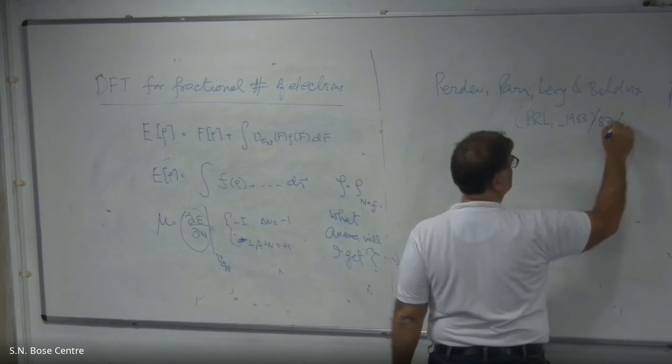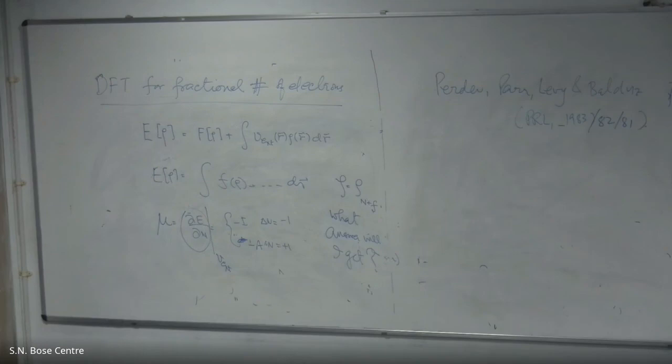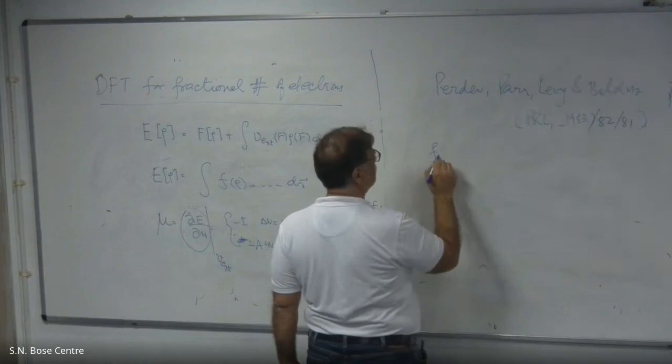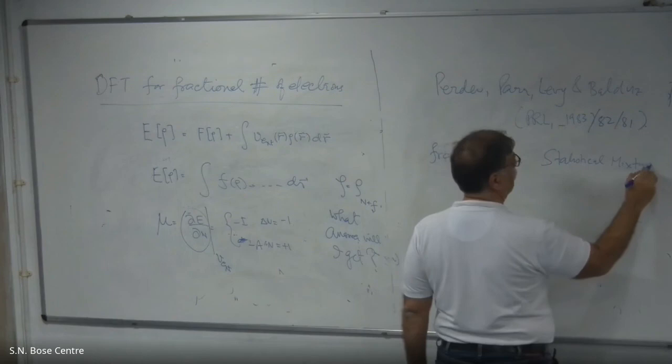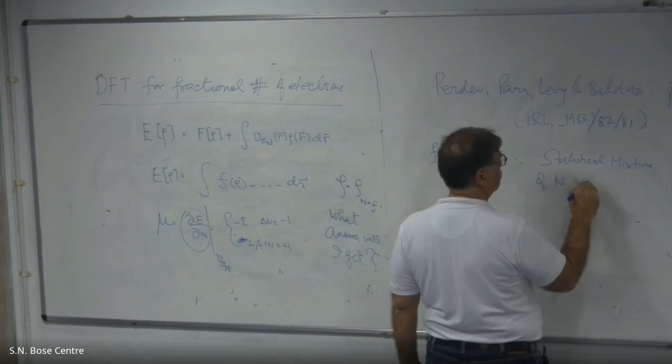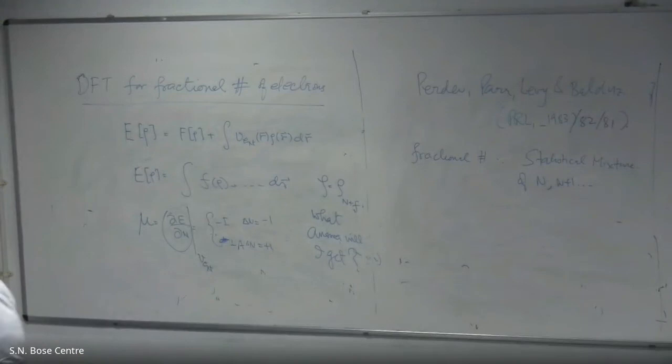Okay. Now, how do I define fractional number quantum mechanics? Quantum mechanics, the fractional number is given by the statistical mixture of n plus 1 and so on, these electrons. Right? You cannot just say that I'm solving the Schrodinger equation for 5.3 electrons. It has to be a statistical mixture of 5, 6, 7, and so on.